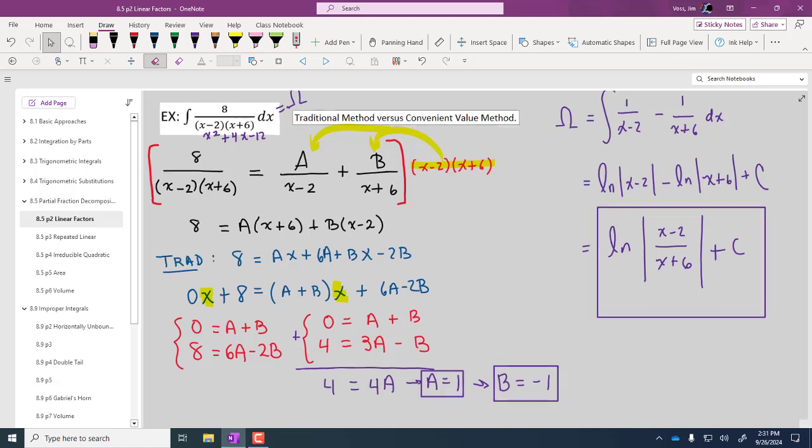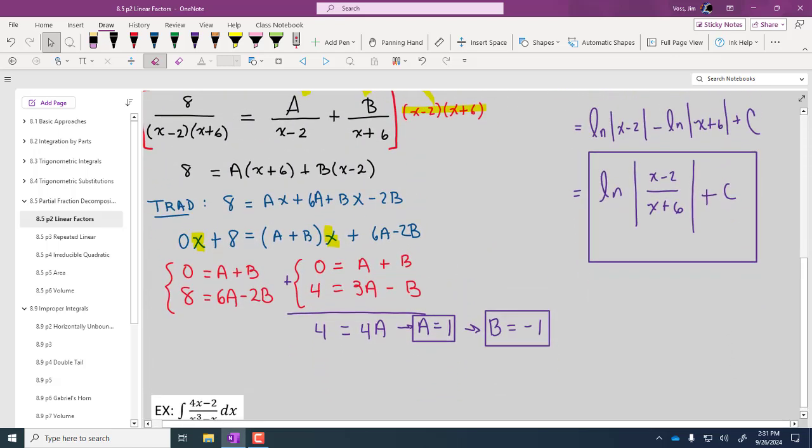Yeah, maybe not. So is this the method that we learn in algebra? This is the technique you should have learned in algebra, yeah. The traditional is what we should have learned in algebra. And what you're about to teach us is new. Something new. Okay. Yeah, we'll call it the convenient value method.